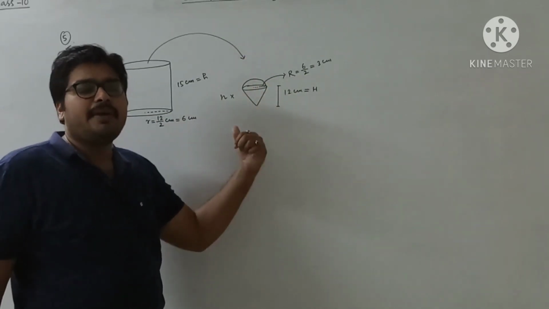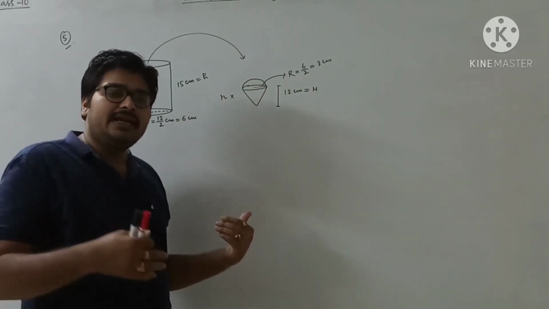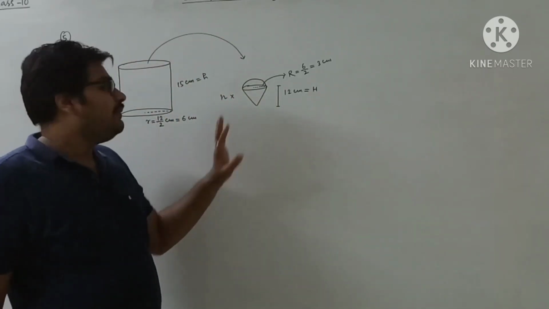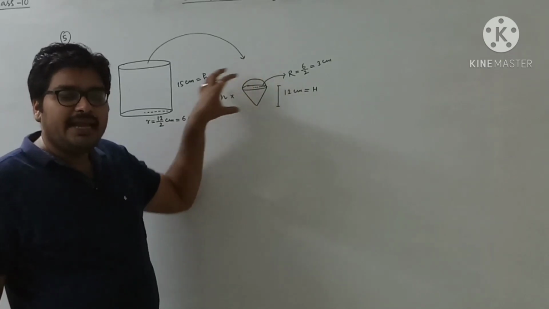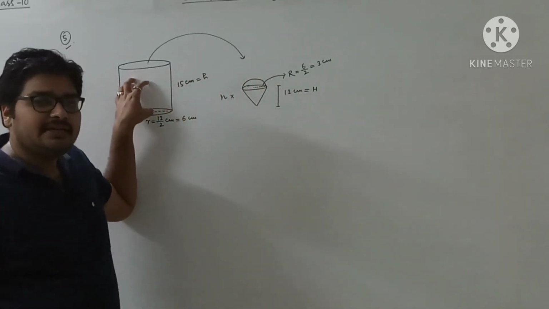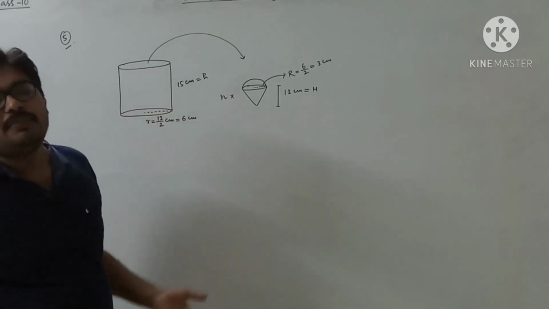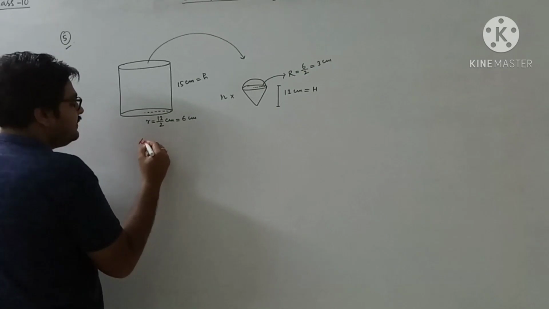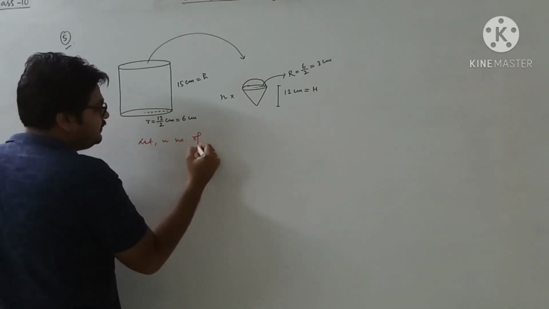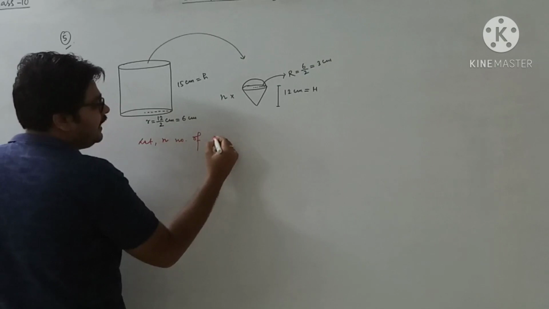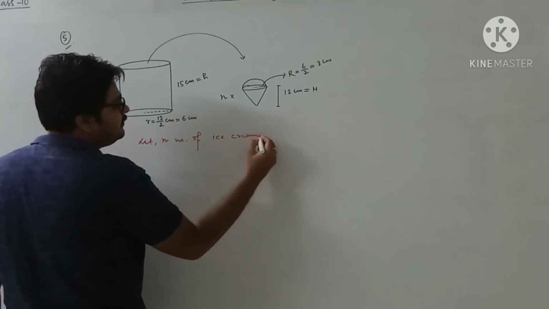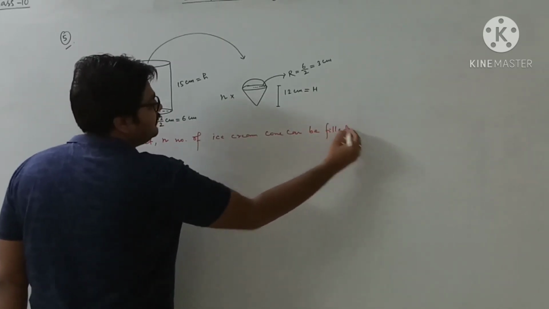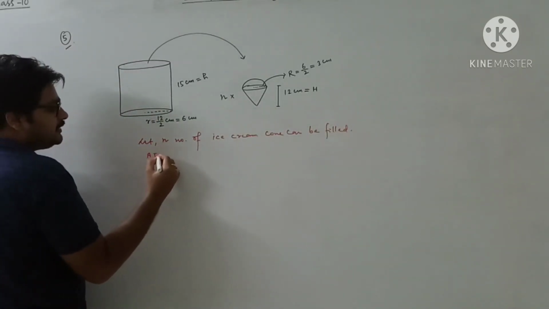And like that, n number of ice cream cones are supposed to be filled with the ice cream present in the cylinder. So whenever I multiply this volume by n, that should be equal to the volume of the cylinder, because the ice cream has been taken from it. And by solving, I can get the value of n. So let's start. Let n number of ice cream cones can be filled according to the question.